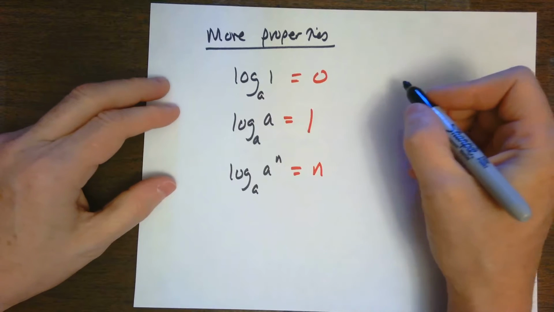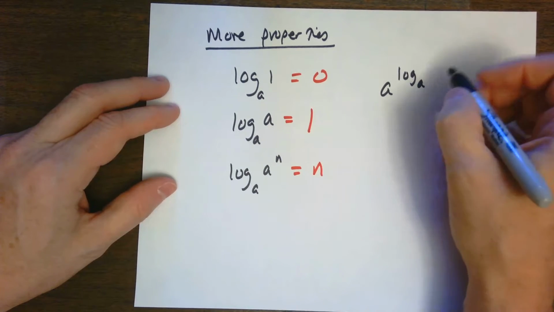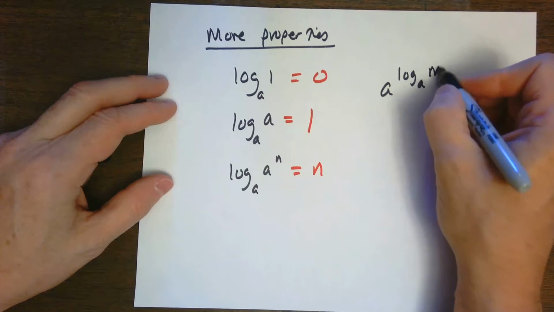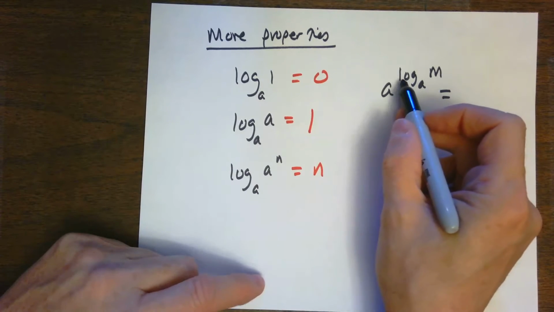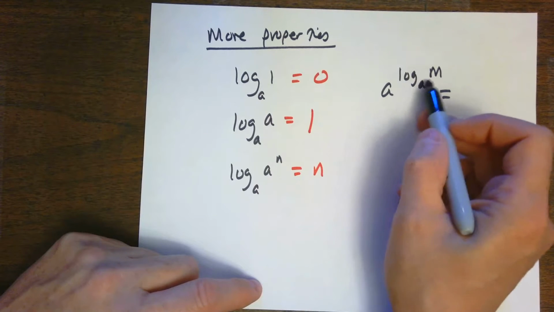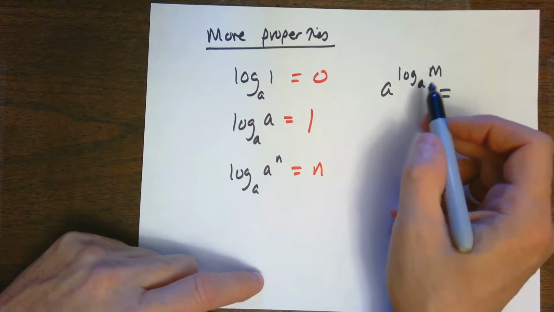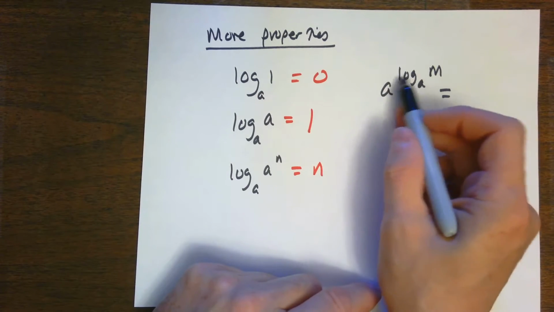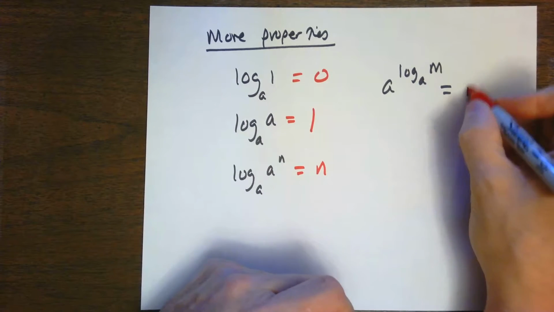What if I had, it gets a little confusing here, a to the power of log base a of something, I'm going to call it m. Now this is a to the power of. The whole thing up here is in the exponent. Log base a of m is in the exponent. So a to the power of log base a of m. As you can imagine, a to the power of log base a are going to cancel each other out, and I'm going to get left with just m.